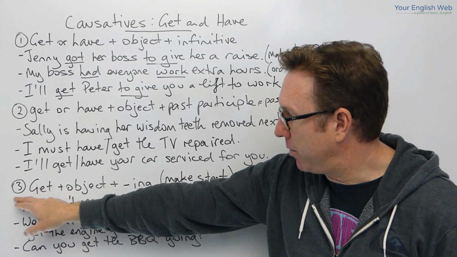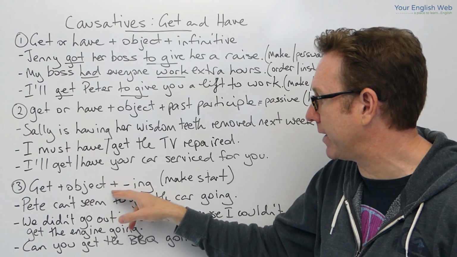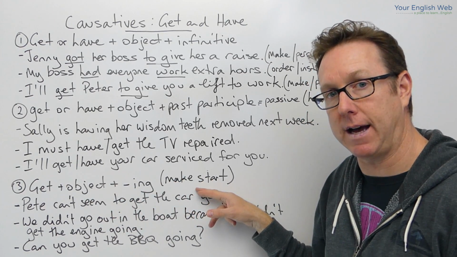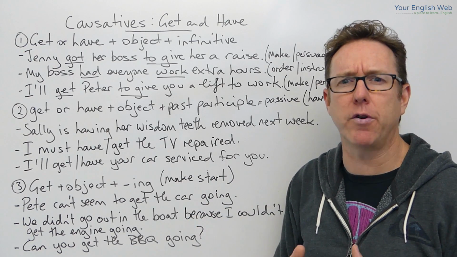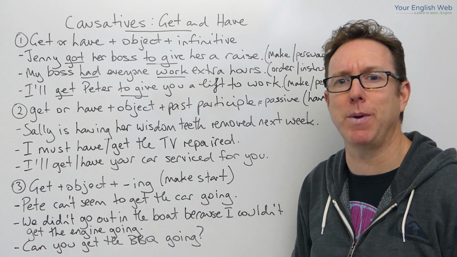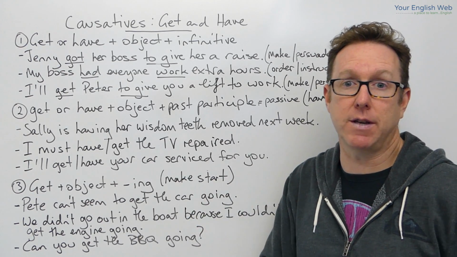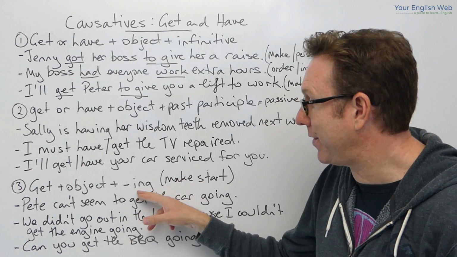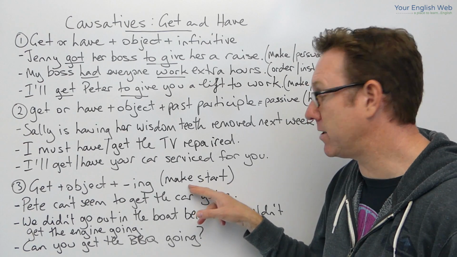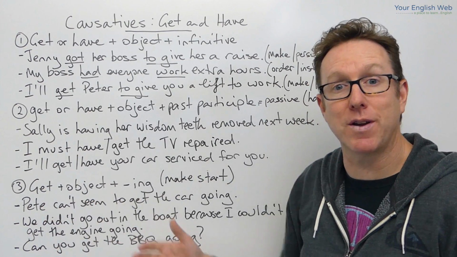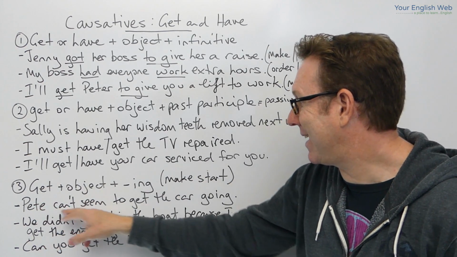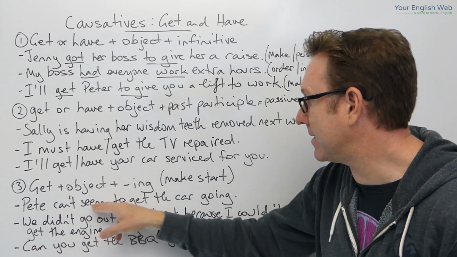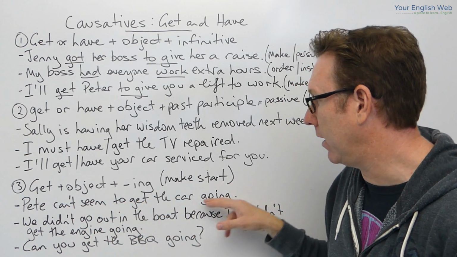The third example is get plus object plus ing, and this means to make something start. Now this is not very common for non-native speakers to use because obviously you would always use the infinitive structure here. But if you use it with the ing, it means to make something start. Look at the examples. Pete can't seem to get the car going. He can't seem to get the car going.